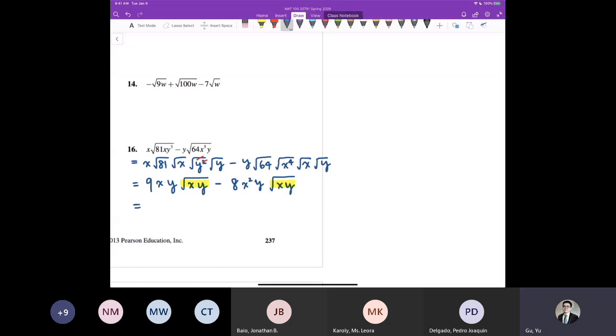Apply distributive property. You put what's left outside together. So you have 9xy minus 8x squared y, followed by radical xy. And that's already good enough. If you want to factor a common factor, you can. You could factor out xy between the two numbers outside, but it's optional. So that would be the final answer to number 16. Any question?